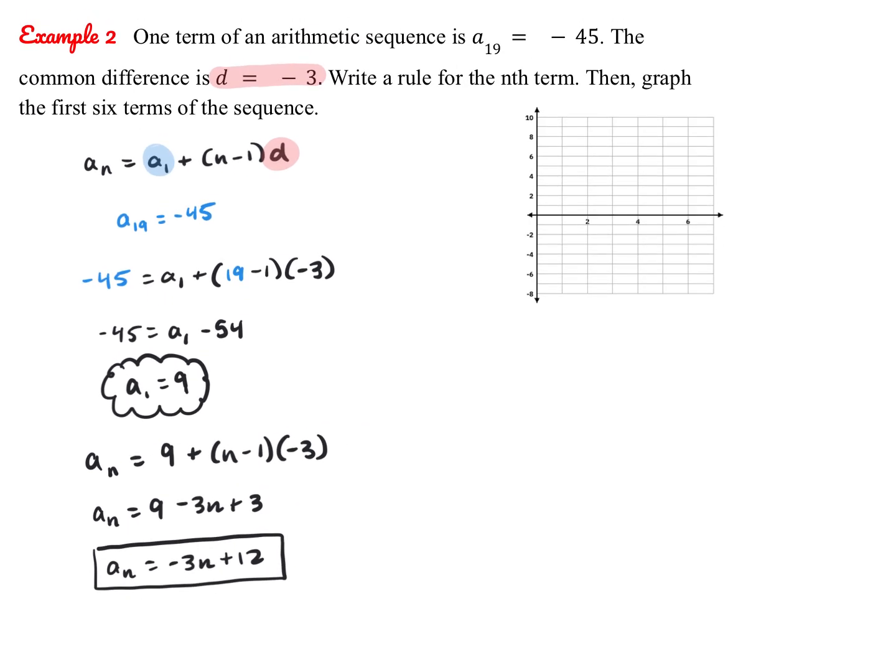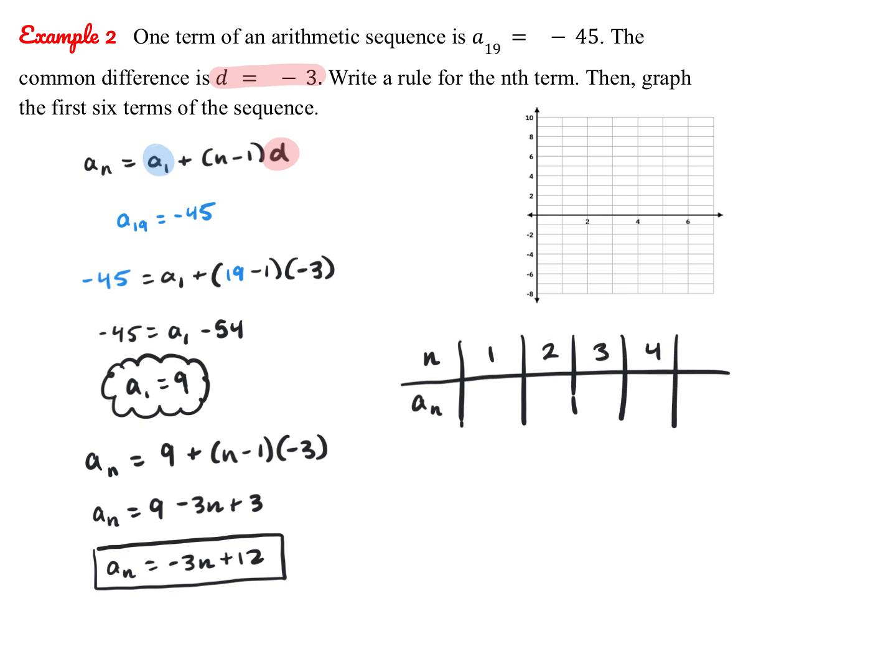So when you're graphing the first 6 terms, you're literally creating a scatter plot. So we can make a little table of values here if it helps us. So we have n and a sub n, and we're going to plug in 1, 2, 3, 4, 5, and 6. Or once we know the first term, we can simply follow our pattern, which is subtracting 3. Or again, we can just use our explicit rule, which we wrote right here. So we know that the first term is 9, and then we have 6, 3, 0, -3, and -6.